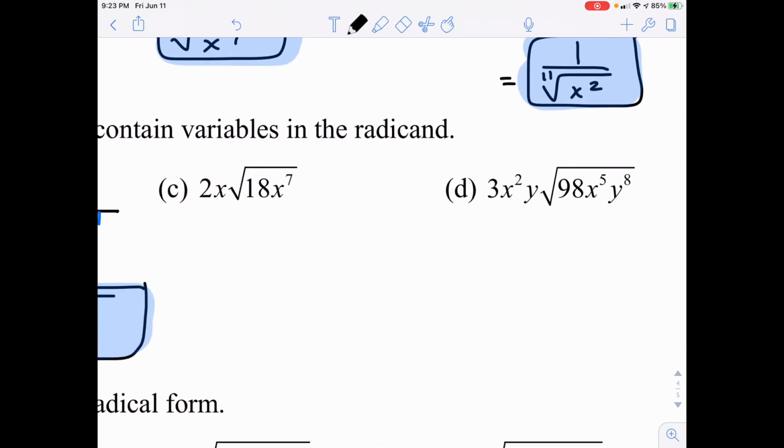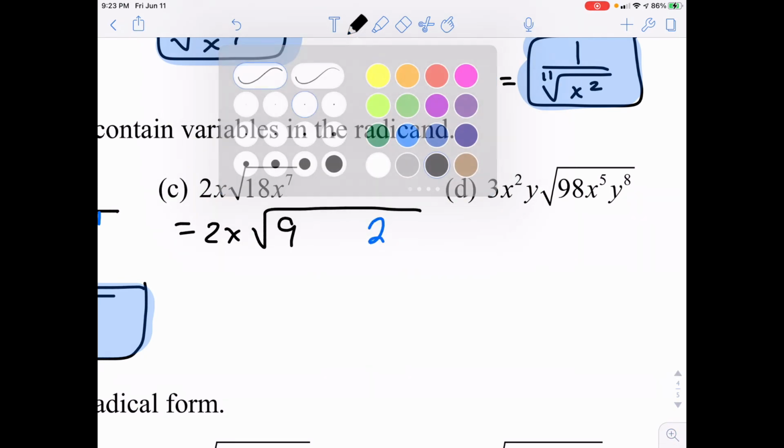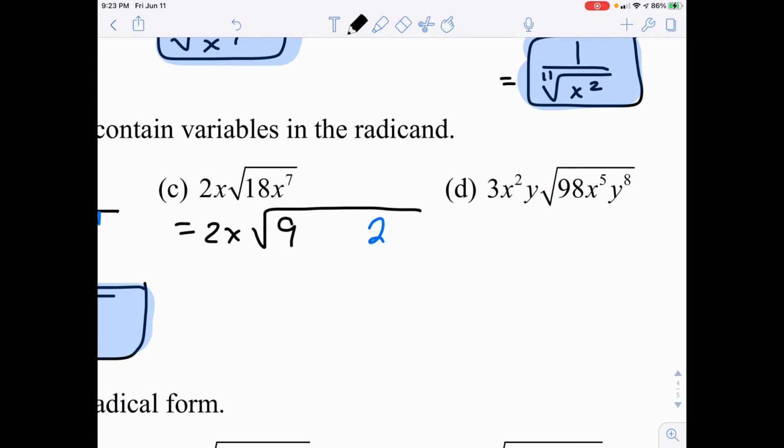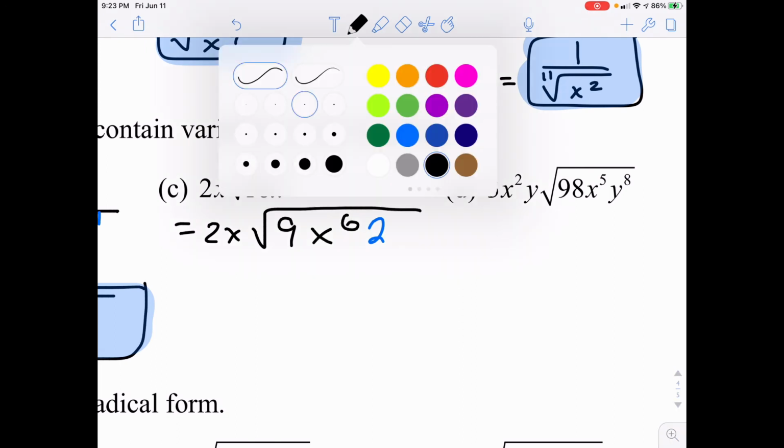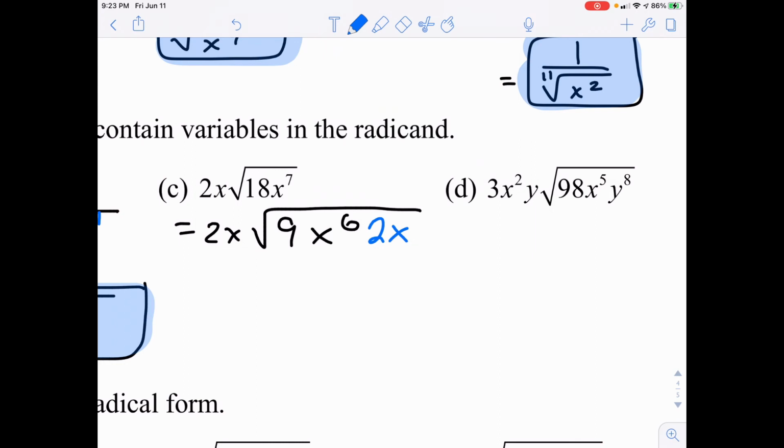Letter C, this is going to be 2x times, now 18 can be broken down into 9, the largest perfect square that goes into it, times 2. X to the 7th can be broken down into x to the 6th times x to the 1. Why am I doing that? Because a second root can go into 6 3 times.